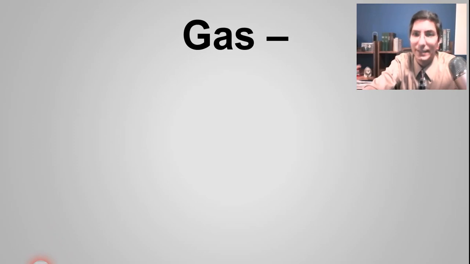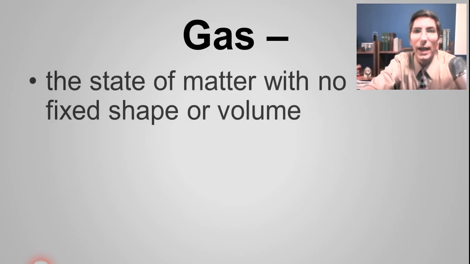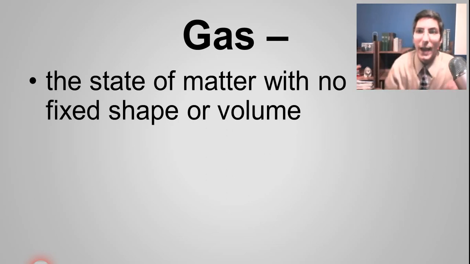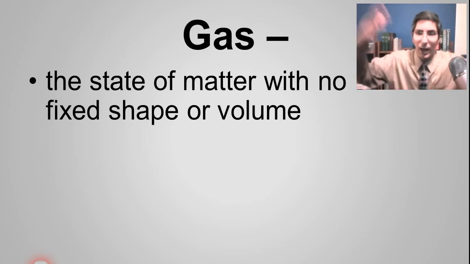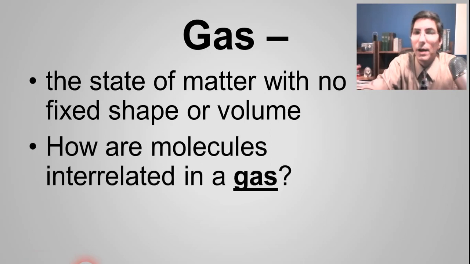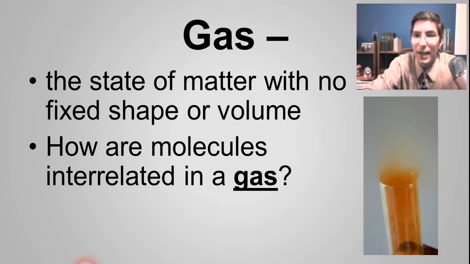Now, how about gases? We've talked about solids and liquids and the things that are kind of in the middle. Well, gases have no fixed shape, and they don't have any fixed volume either. So of the three main states of matter, a gas is the one that can escape its container, and it can just fly out into the room and take the shape of the container or of the room that it's in. So when we think about how molecules are related to each other in a gas, think of how a gas behaves. This particular gas in this test tube is one that's called nitrogen dioxide.